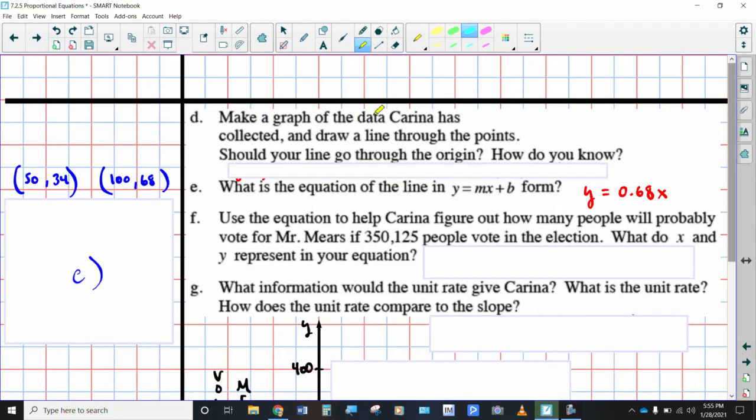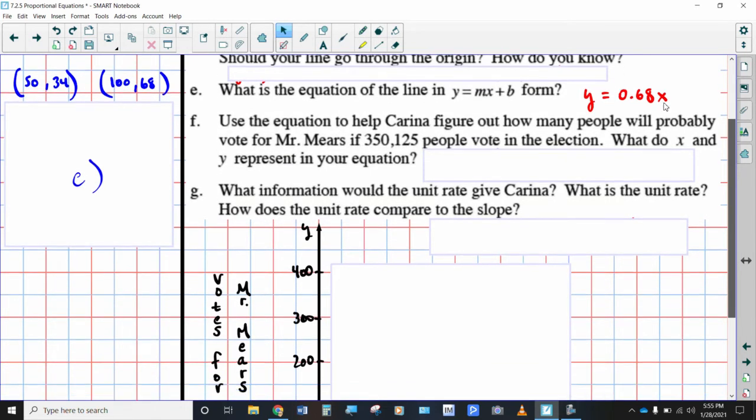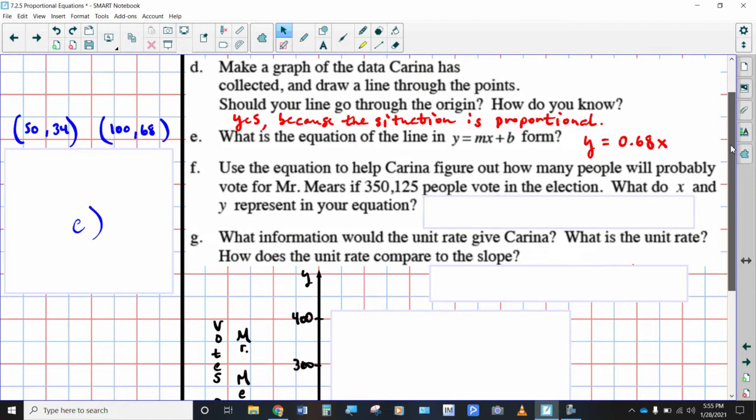So make a graph of the data that Karina has collected and draw a line through the points. Should your line go through the origin? I think you already know the answer to that, right? It's a proportional situation, so 0, 0 absolutely applies. Oops, I never covered that up. I guess you got the answer there. Yes, it's a proportional situation, so it would pass through the origin.